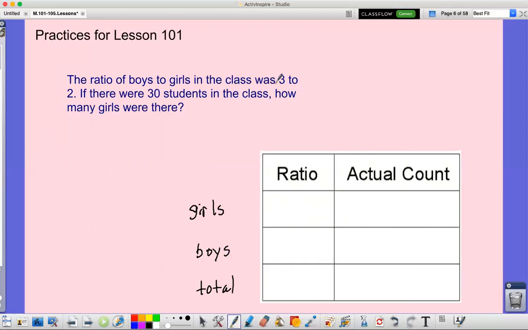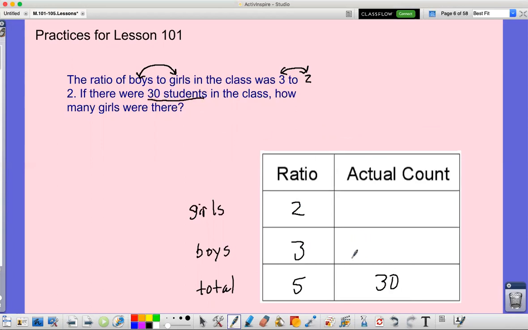Well, it's not a problem if I make sure I put it in this order. It has to be boys to girls like this, and then this 3, and then there's a 2. So let me just rewrite the 2 here. So it has to be in this order. So this is girls, this is the boys. Boys, girls. So if the girls has to be 2, then I need to make sure it says 2. And in the boys, it has to be 3. And the total is still 5. And the actual count is still 30. See that? It still says 30.